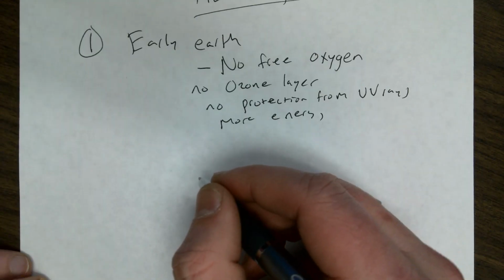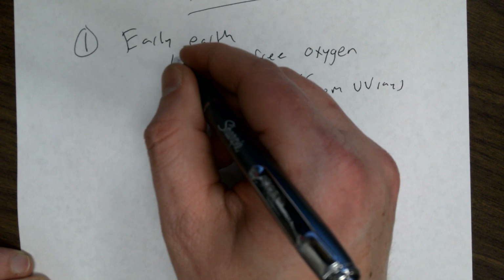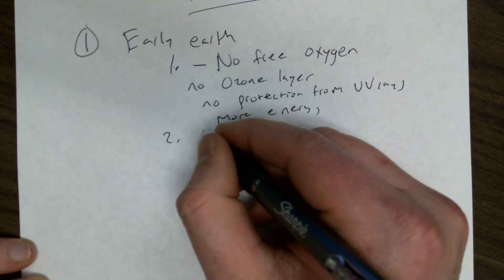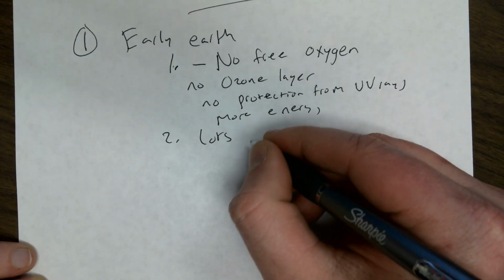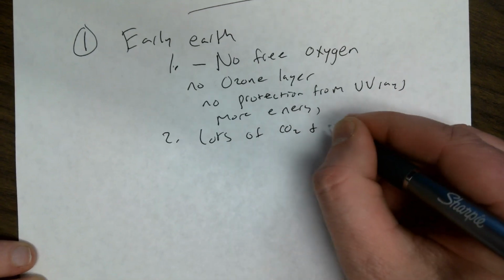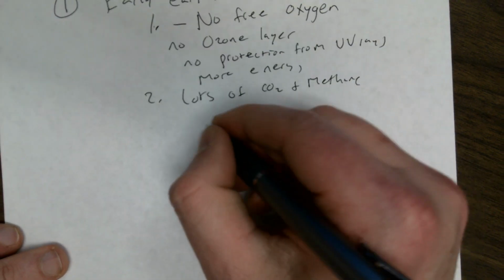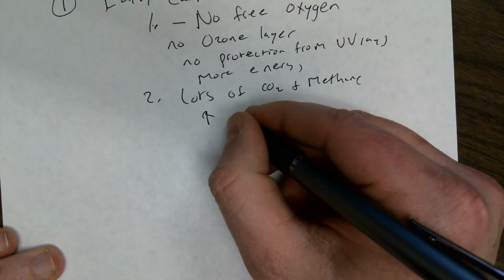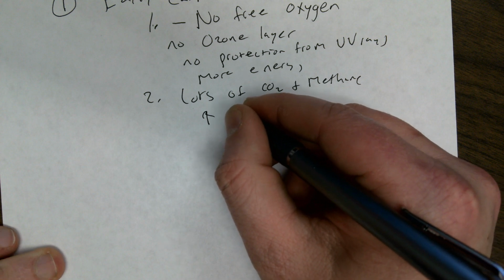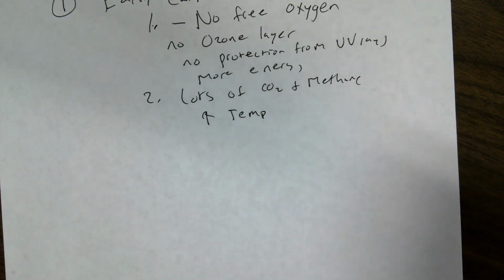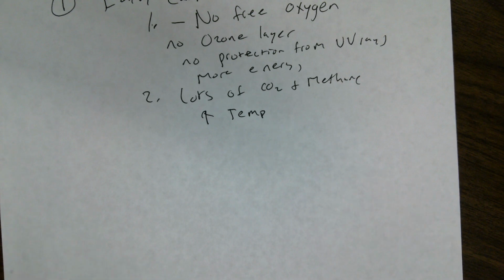That's one thing. The other thing is lots of methane and CO2. Why does this matter? Well, the lots of methane and CO2 are going to be greenhouse gases, so the increase in these will cause an increase in temperature. So there's more energy and higher temperatures, and the greenhouse gases are going to trap even more. So there was way more energy on Earth than there is now.